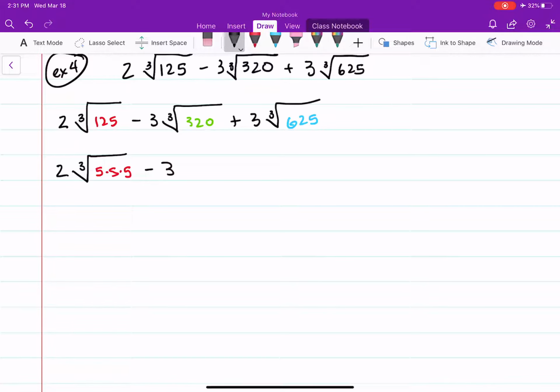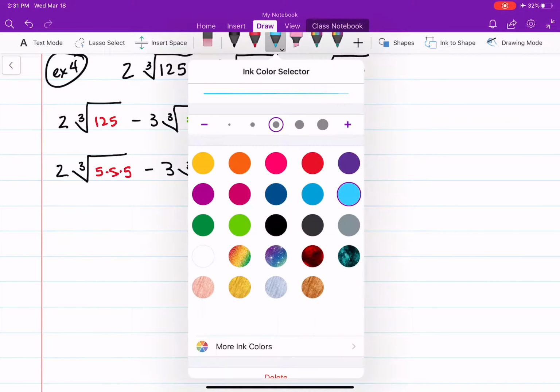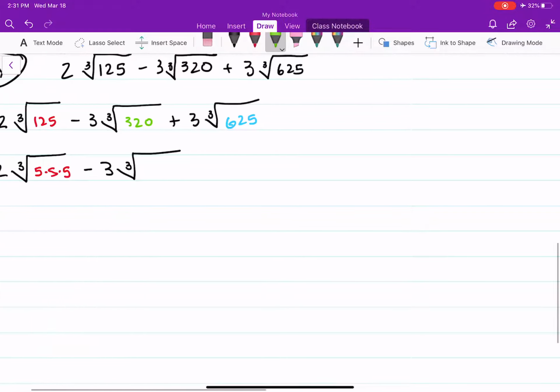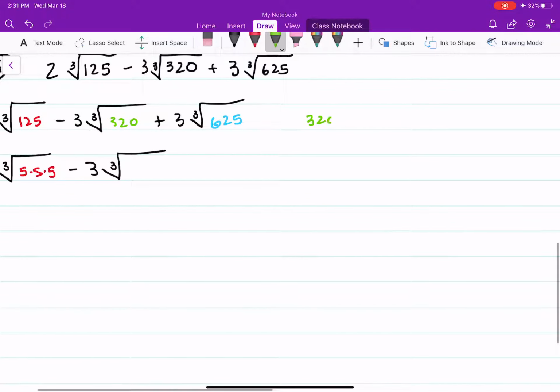minus 3 times the cube root of, let me see here, 320. 32 and 10, 2 and 5. Well, this one I'm going to have to do that. So let me bring it over here. 320. Let's bring it over here. There we go.